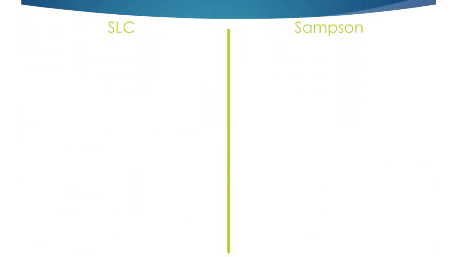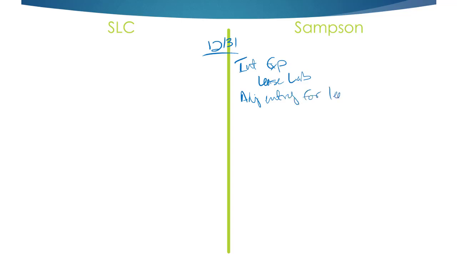Now let's take a look at 12/31, the end of the year, and we'll go ahead and start with Samson since that's the color of pen that I've got. So what I need to do first is record an interest expense for them, and that's going to increase my lease liability. This is an adjusting entry for lease interest.